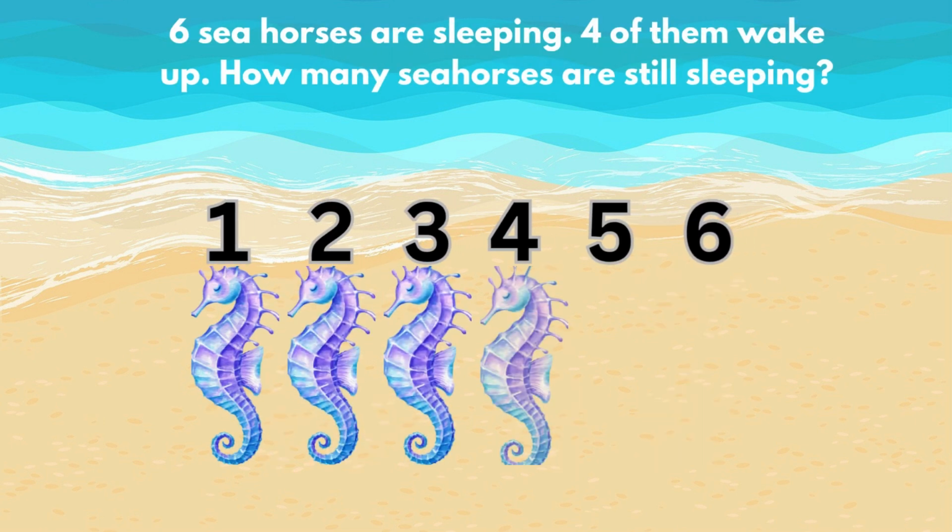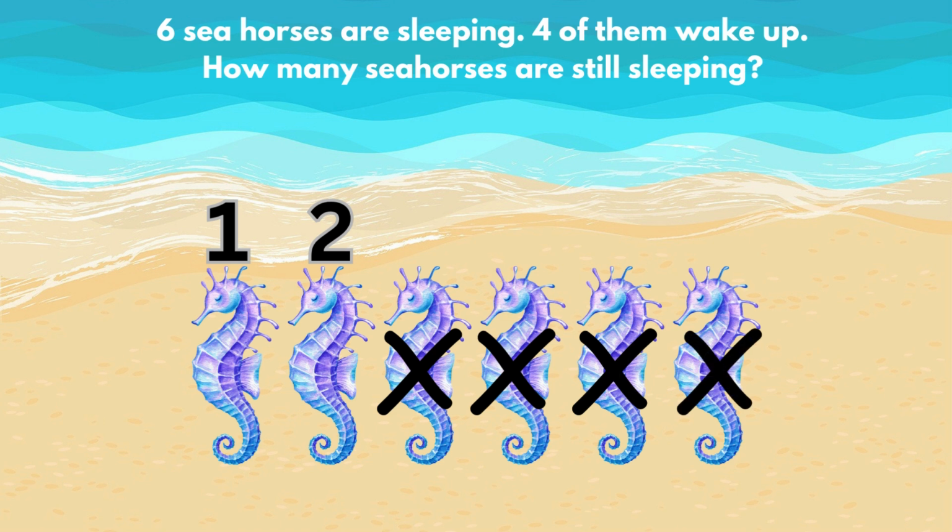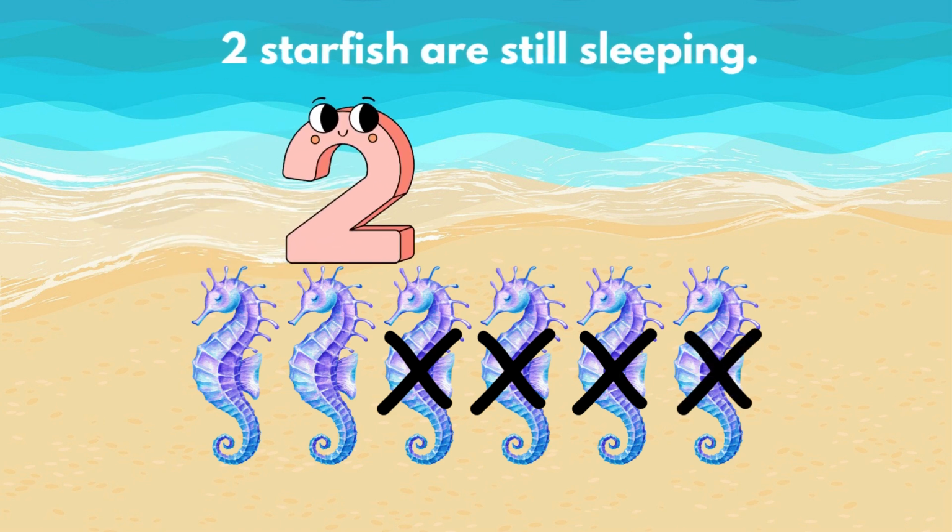6 seahorses are sleeping. 4 of them wake up. How many seahorses are still sleeping? 2 starfish are still sleeping.